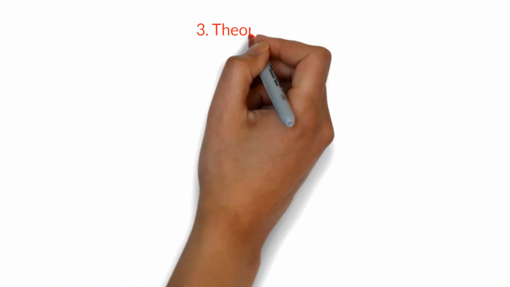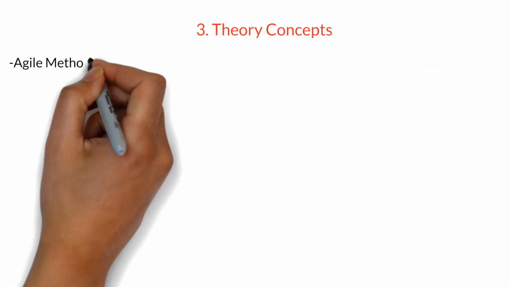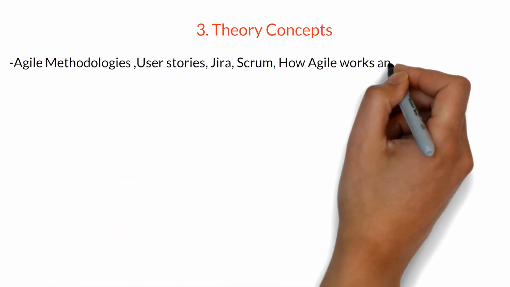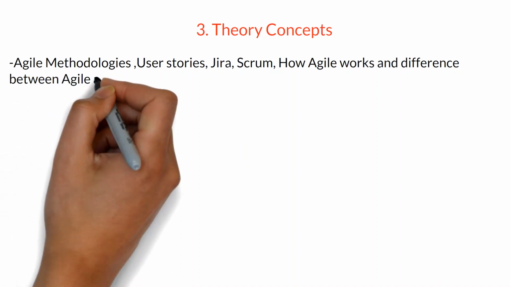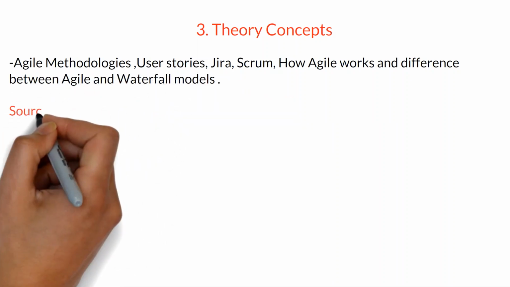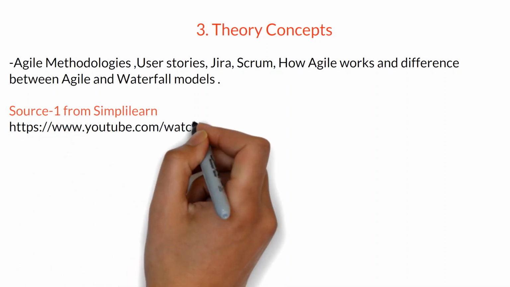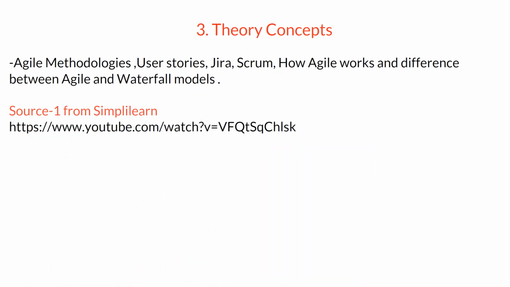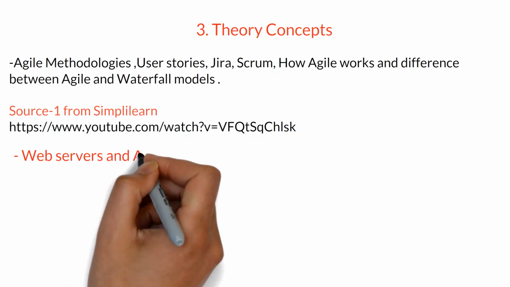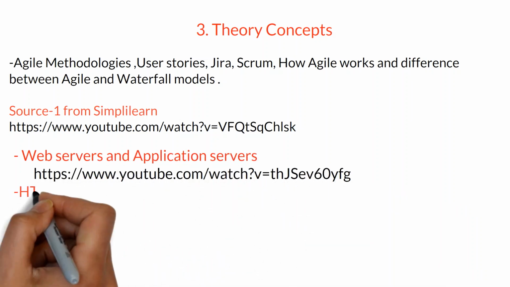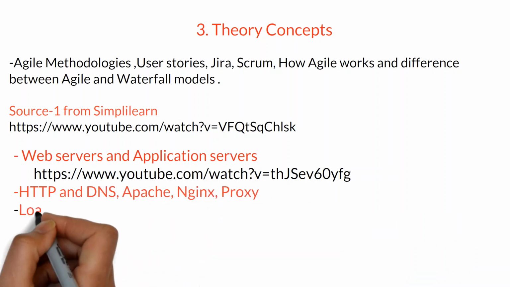Theory concepts. Even though this is not part of AWS, you should know about Agile methodologies, user stories, what is Jira, what is Scrum, and how the Agile way of working operates. This will help you understand how real-time projects work when you go into a project, so it will be easy for you. On Simplilearn, you have all the concepts of Agile methodologies. You can go through it.